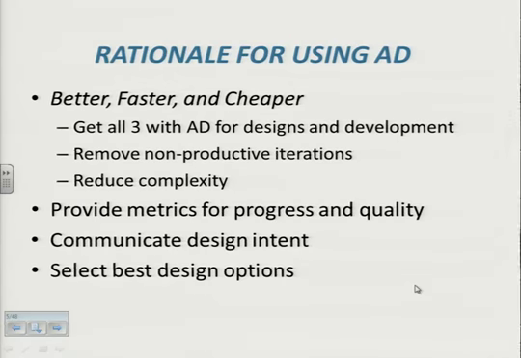So why would you want to use axiomatic design? Lots of times people say better, faster, and cheaper, choose any two. Axiomatic design has been shown to do all three. It gets you not only a better design, but arguably the best possible design for a set of design criteria, faster than any design method I know about, and at a lower expense. How does it do that? One of the ways is by removing non-productive iterations and reducing complexity. Essentially, you could call it lean design.